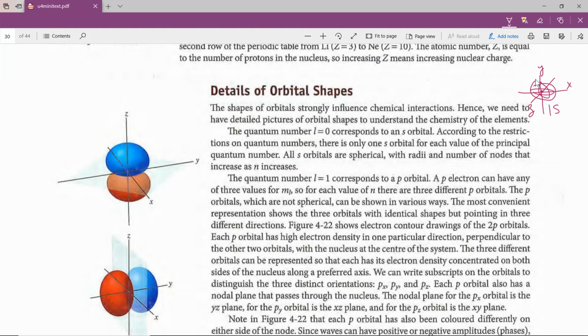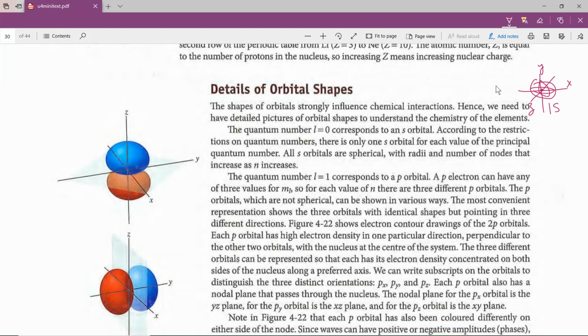There are nodal regions, things happening inside, where there's no probability of finding the electron. There's some mathematics behind that, but the nodal regions we don't get to much in this class. So let's just look at this: the bigger the n value for s orbitals, the larger the s orbitals are.